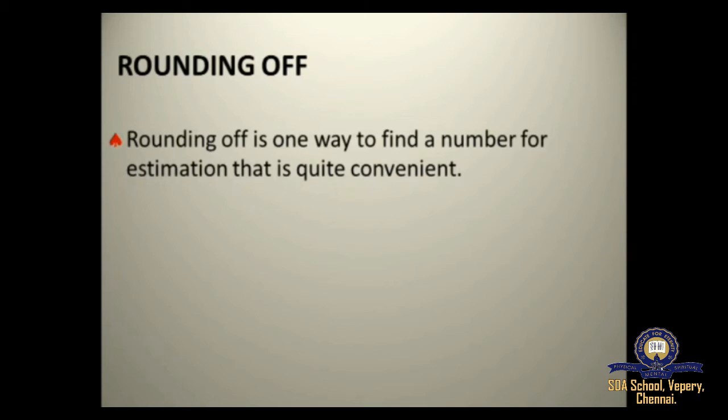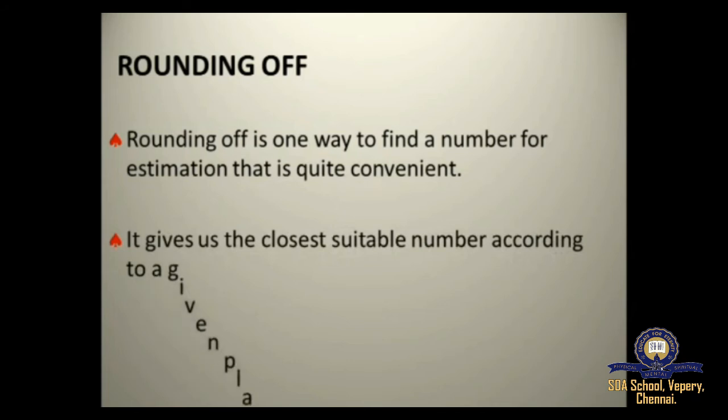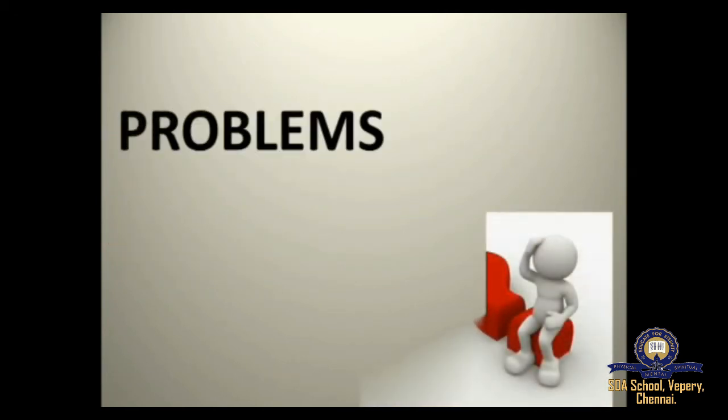Okay. So what is rounding off? It is one of the ways to find a number for estimation that is quite convenient, and it gives us the closest suitable number according to a given place value. So generally there are 4 steps involved in the rounding off process. Okay. I'll illustrate with an example in the upcoming sums. Okay. Now we look into problems.